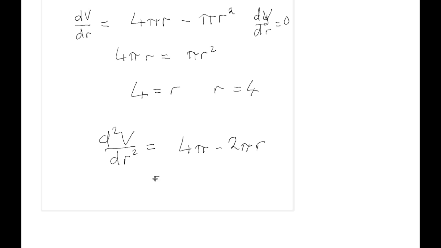So I'm going to get, pen doesn't want to work, negative. Certainly slow today. And negative implies that it's a maxima. Okay, sorry, yeah, my maxima. So it's a maximum volume when the radius is 4. As simple as that. So that's a straightforward example just to finish off with.